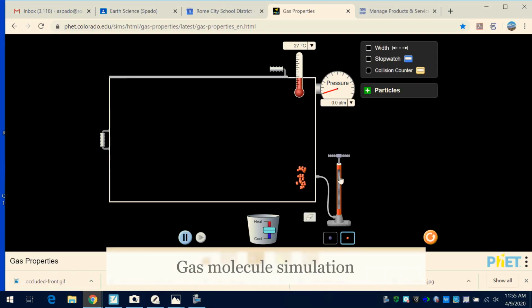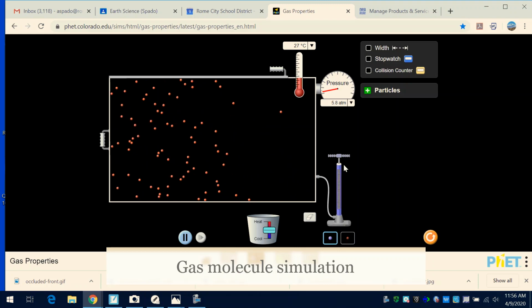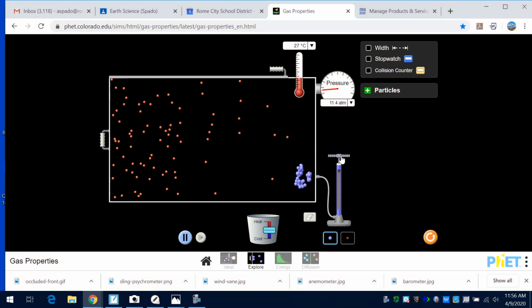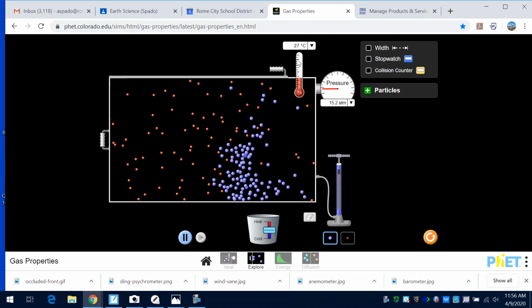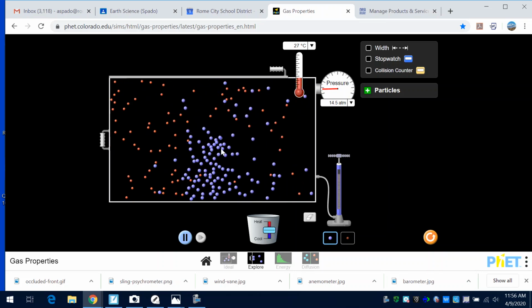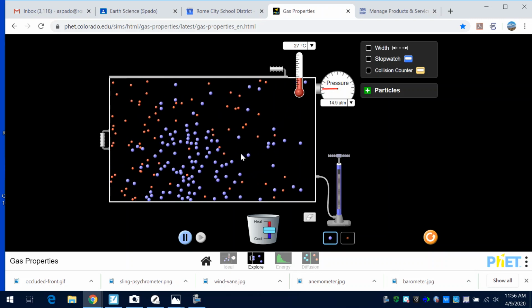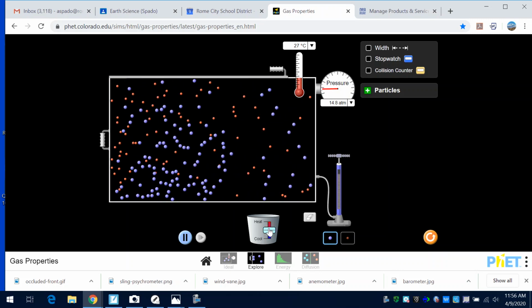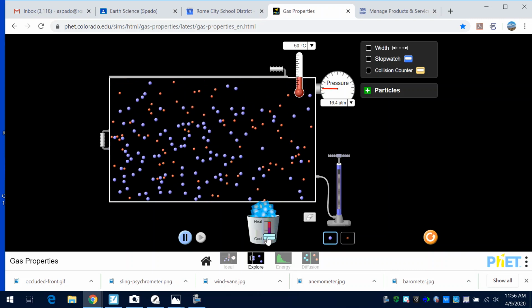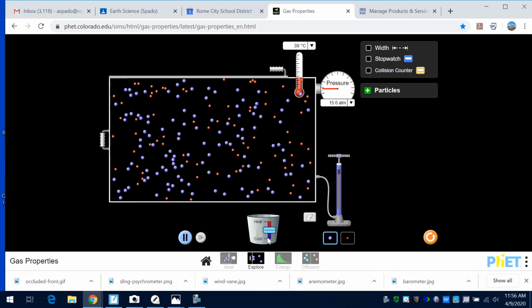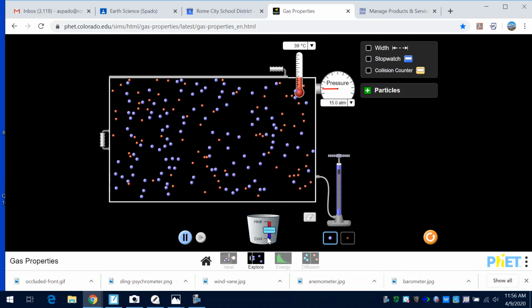Okay, so if we add some gas to this container, this simulates a parcel of air, and we add some gas molecules, and you can see as they bounce around, they bump into each other. The faster they move, the more heat there is. So if we add a little heat here, look up here at the temperature, you can see if you add heat, it's going to get warmer, and you can see those molecules kind of bouncing around faster, okay?